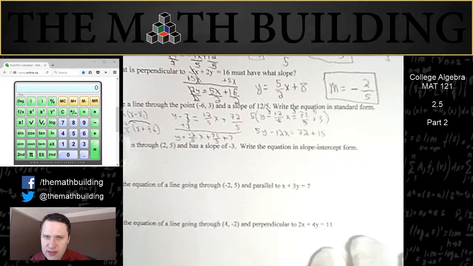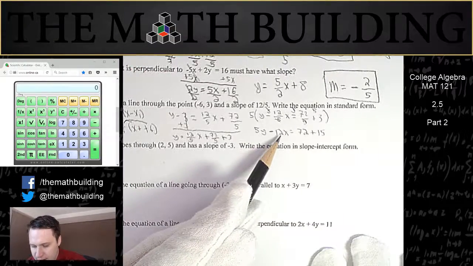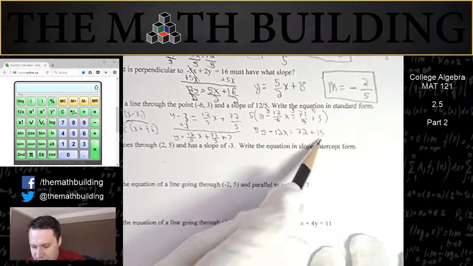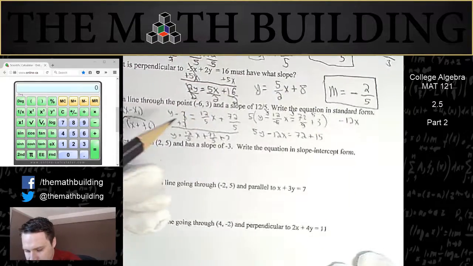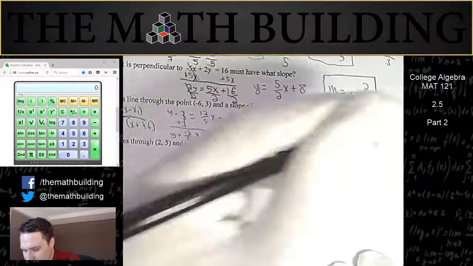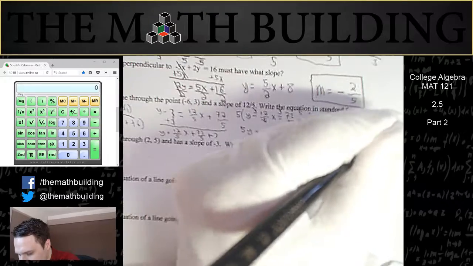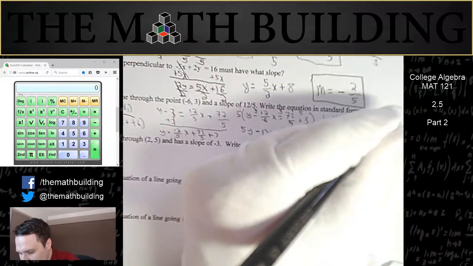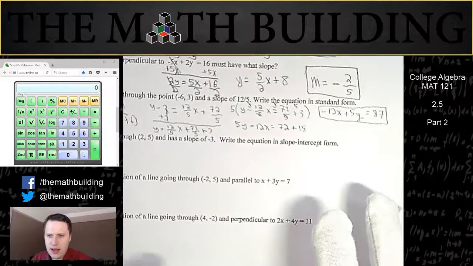Again, we're doing this to get the formula in standard form. Now, standard form, they like to put x first. We can also combine these two terms. So the final answer is negative 12x, I'm just going to flip them, plus 5y is equal to 72 plus 15, which is going to be 87. So there's the equation in standard form, and that's all there is to it.